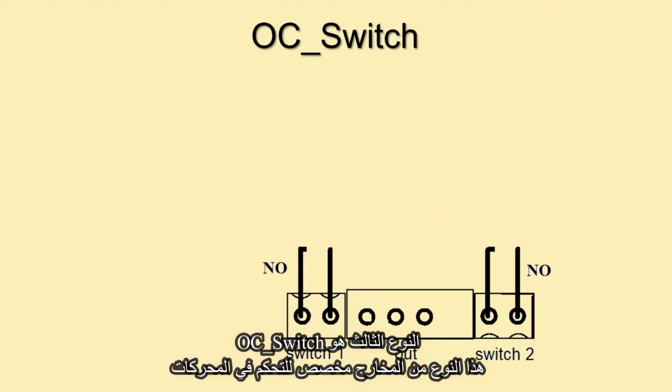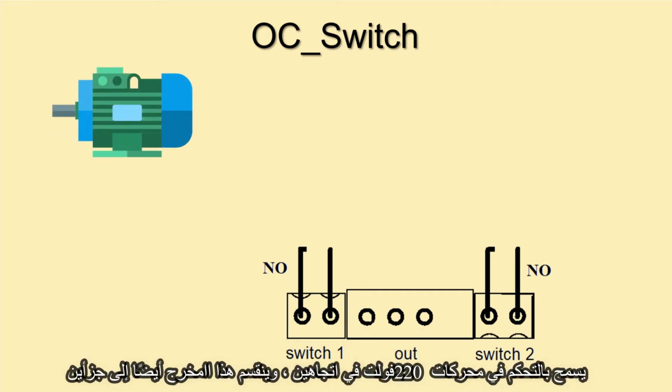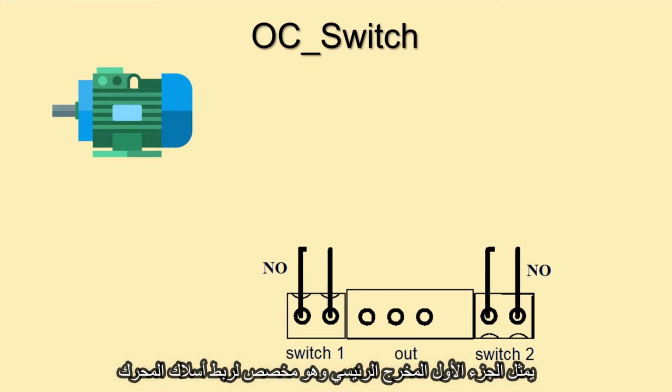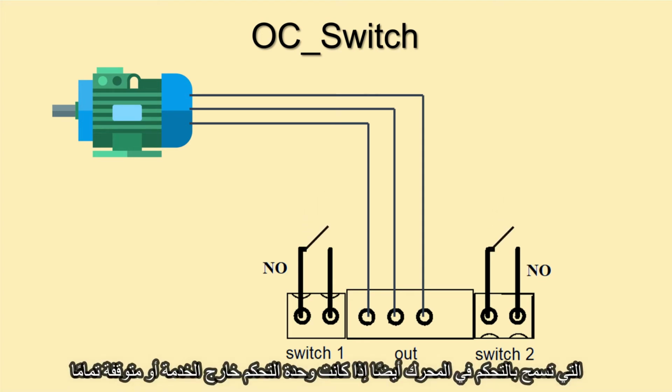The third type is the OC switch output. This type of output is dedicated to controlling motors. It allows controlling 220-volt motors in two directions. And this output is also divided into two parts. The first part represents the main output and it is for the motor wiring. As for the second part, it is dedicated to the installation of the manual control switch, which allows controlling the motor also if the controller is out of service or completely turned off.